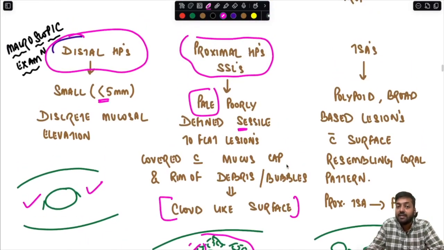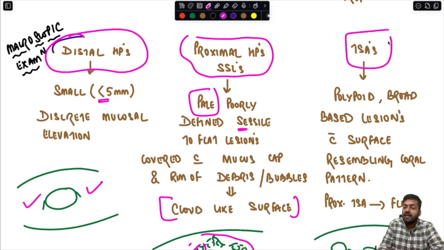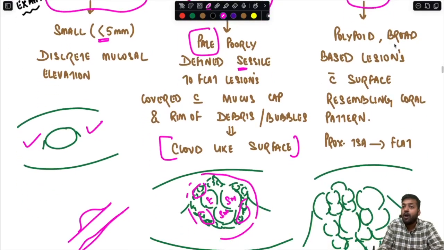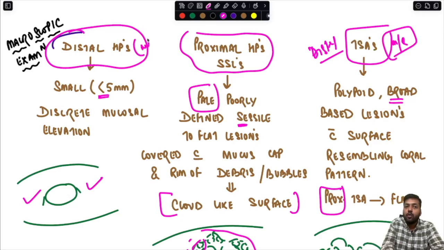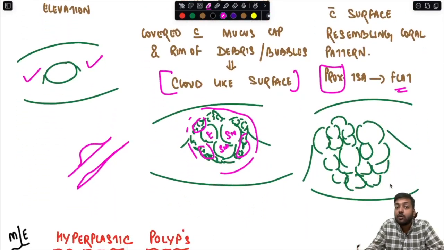Okay, this is about the SSLs. These are all the endoscopic appearance views. If you look at the TSAs, that is traditional serrated adenomas, these are polypoid and broad-based lesions with a surface resembling a coral pattern. As you can see, they resemble a coral. This is mainly about the distal TSAs. Distal TSAs are more common, just like your distal HPs, in comparison to the proximal lesions. The proximal TSA presents as a flat lesion. So this is basically about the macroscopic appearance of the serrated lesions.